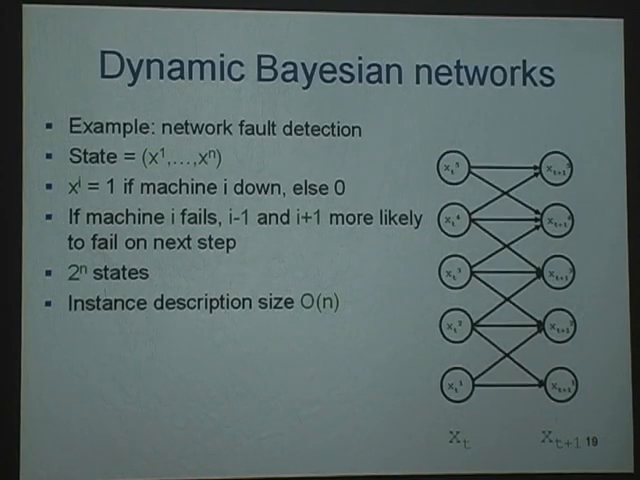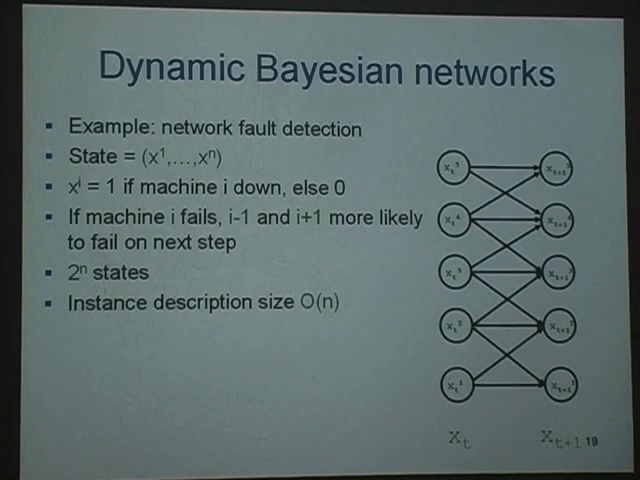So let me give an example. Let's say we have x being x1 through xn, where this represents a model of propagation of failures in a network. Let's say that xi is 1 if machine i is down, otherwise it's 0. And let's say the machines are arranged in a ring topology, so you can imagine failures propagating from a machine to connected machines in a network. So if machine i fails, then at the next step, machines i minus 1 and i plus 1 are more likely to fail. We can represent this using a graph where the arrows mean dependency, so x_{t+1}^2 depends on x_t^1, x_t^2, and x_t^3.